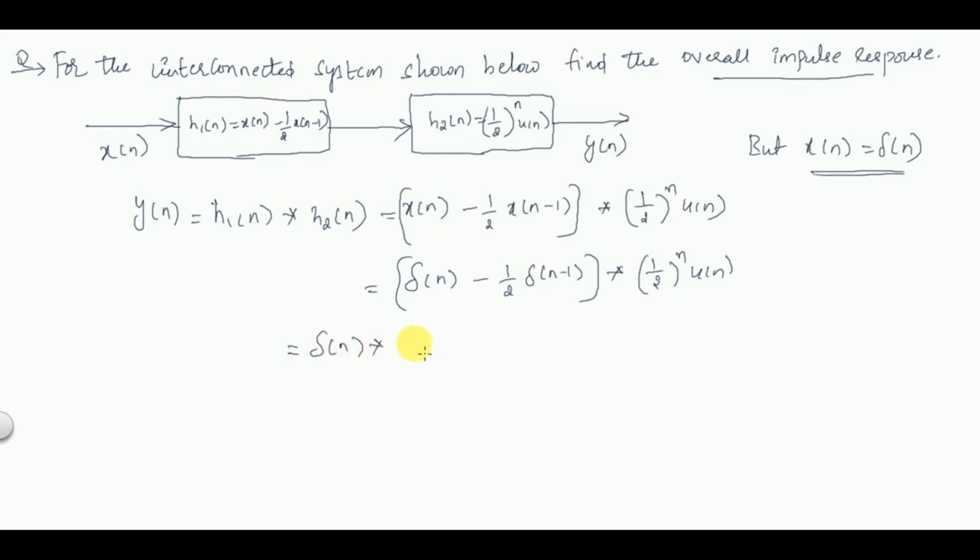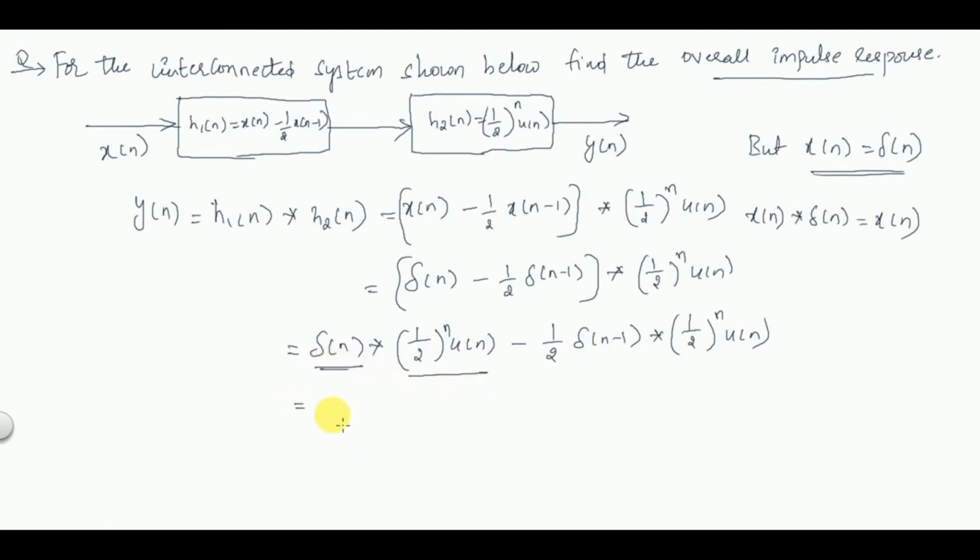Del of n convolved with (1 by 2) whole power n into u of n, minus 1 by 2 into del of n minus 1 convolved with (1 by 2) whole power n into u of n. By the convolution property, x of n convolved with del of n is equal to x of n only. So 1 by 2 into u of n minus, similarly here also, x of n convolved with del of n minus n naught is equal to x of n minus n naught.